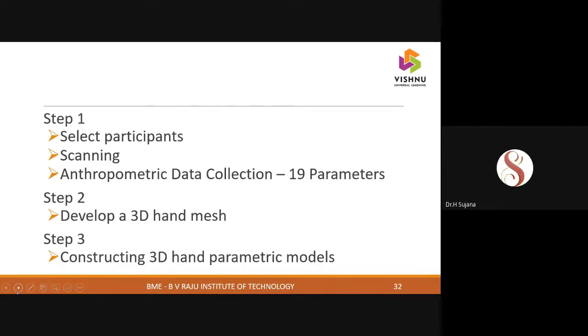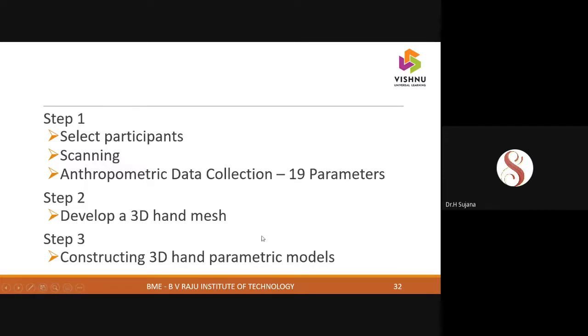They selected a few participants. They did scanning of the palms, and they collected the anthropometric data. Anthropometry is measuring the human body. So you take the measurements from the body, from the palm. And they took 19 parameters. The 19 parameters are like thumb length, palm length, and different thicknesses.